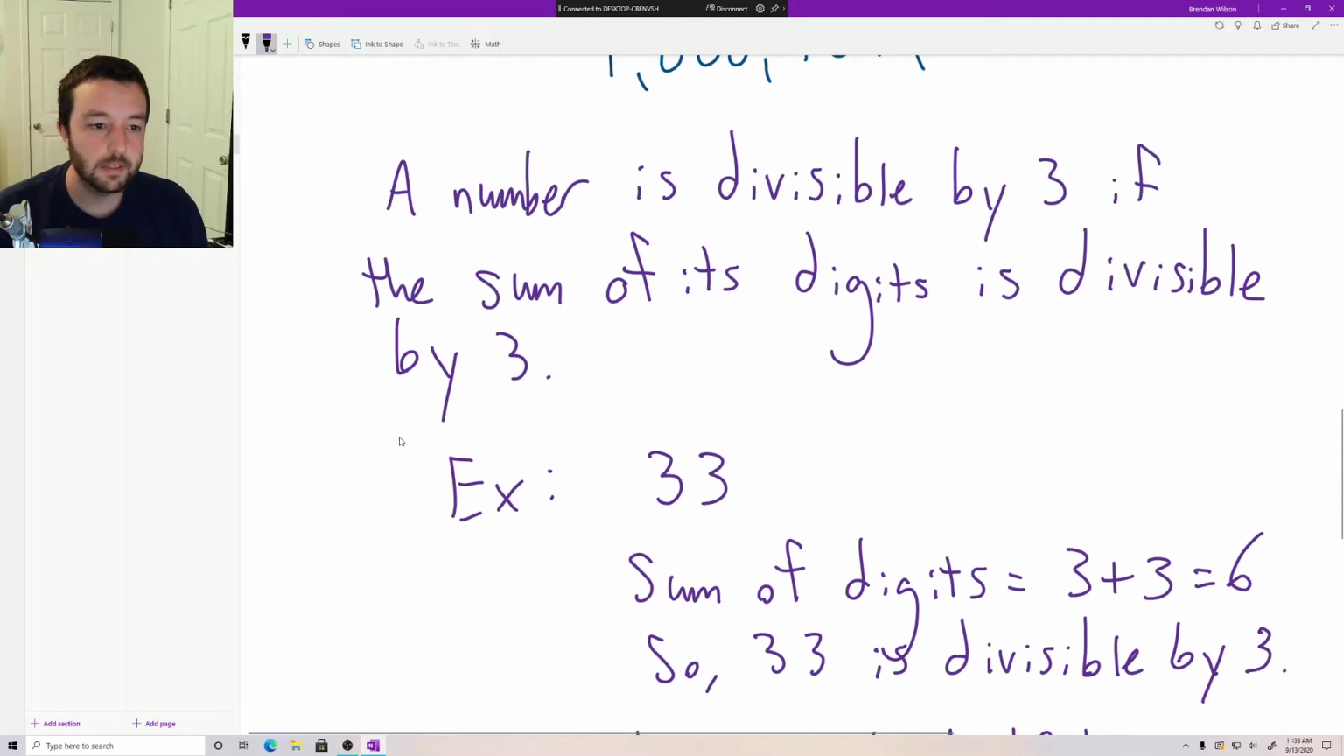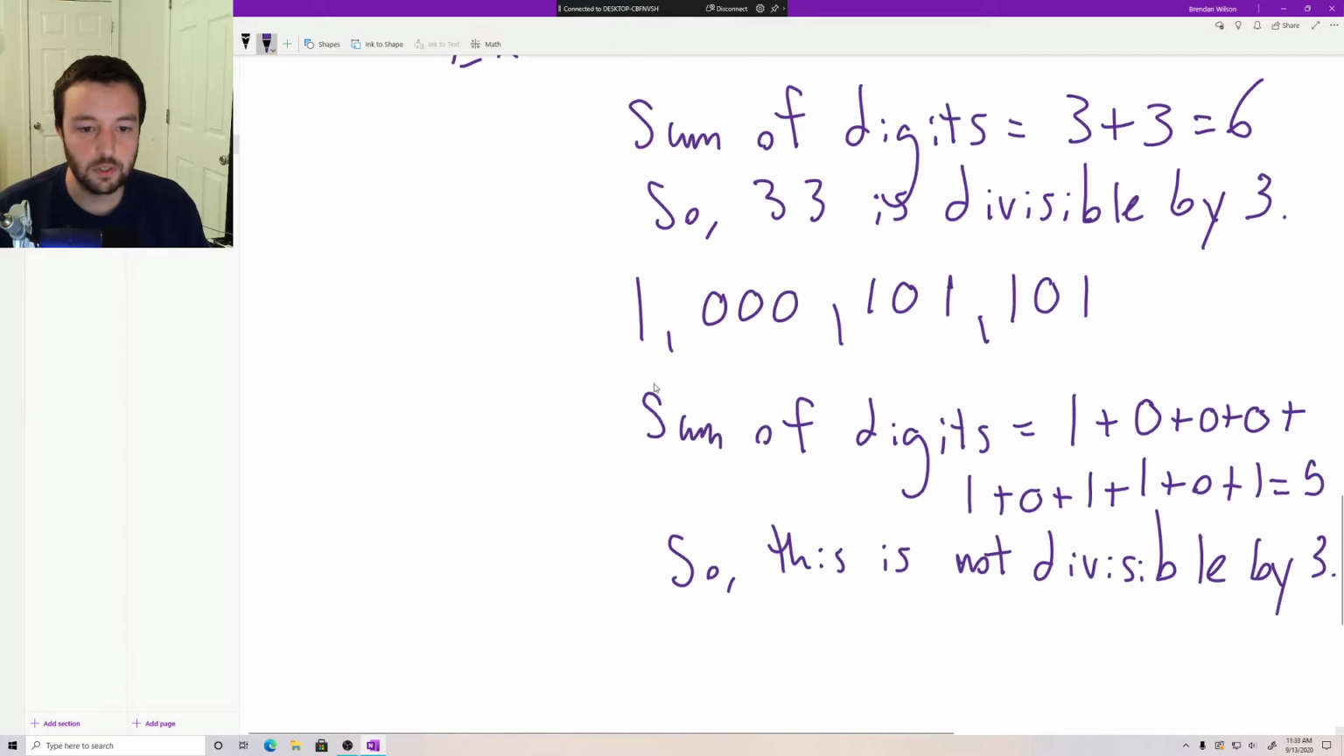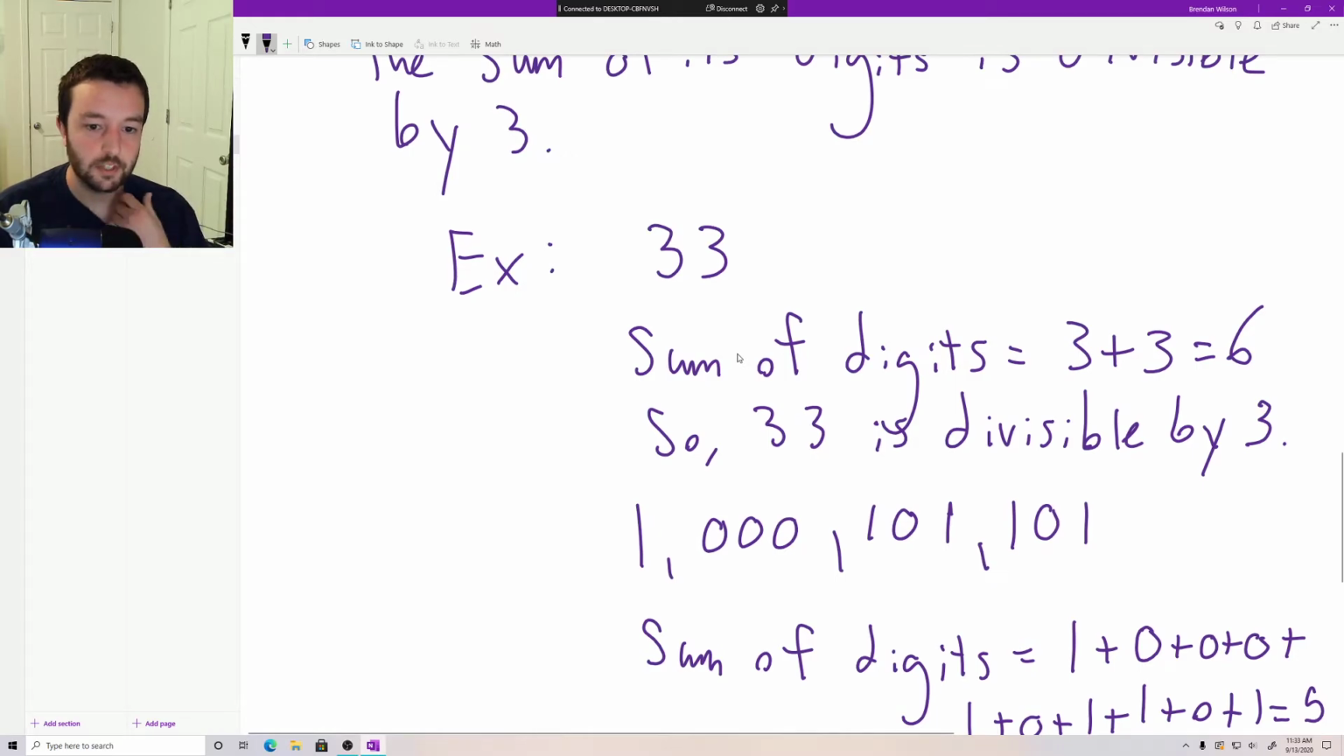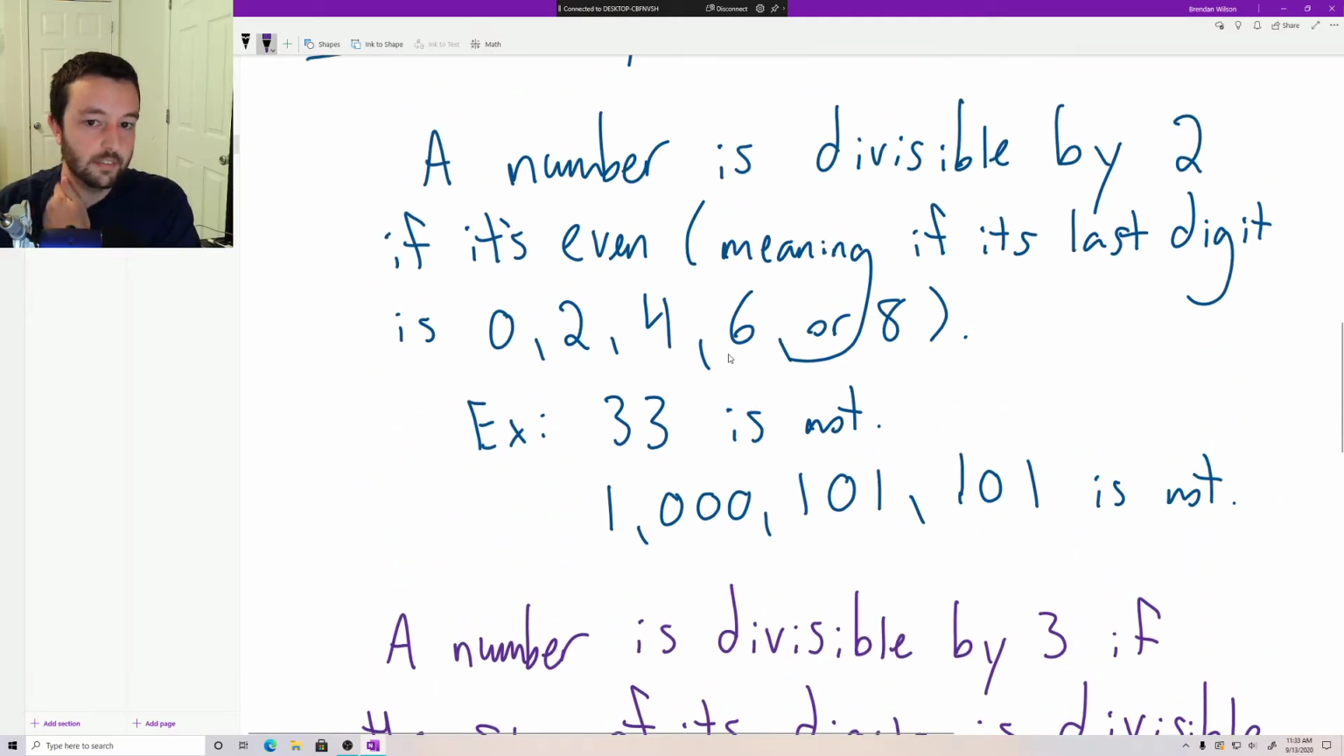The book doesn't talk about it, but the same idea works for 9. A number is divisible by 9 if the sum of its digits is divisible by 9. So, for example, 33 is not divisible by 9 because 6 is not divisible by 9. And since we know this isn't divisible by 3, it's not going to be divisible by 9 either. You can stack the rules on top of each other like that. Like for telling if a number is divisible by 4, instead of looking at its last digit, you're looking at another way of phrasing this one: it's divisible by 2 if its last digit is divisible by 2. 0 is going to be divisible by any number.